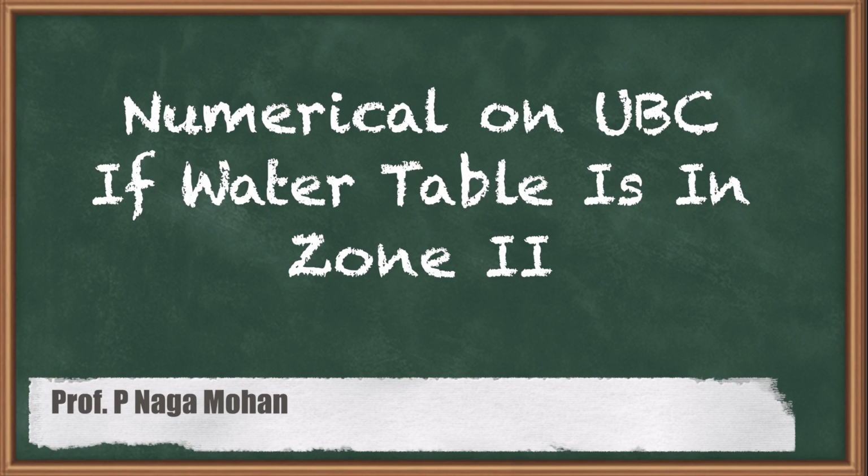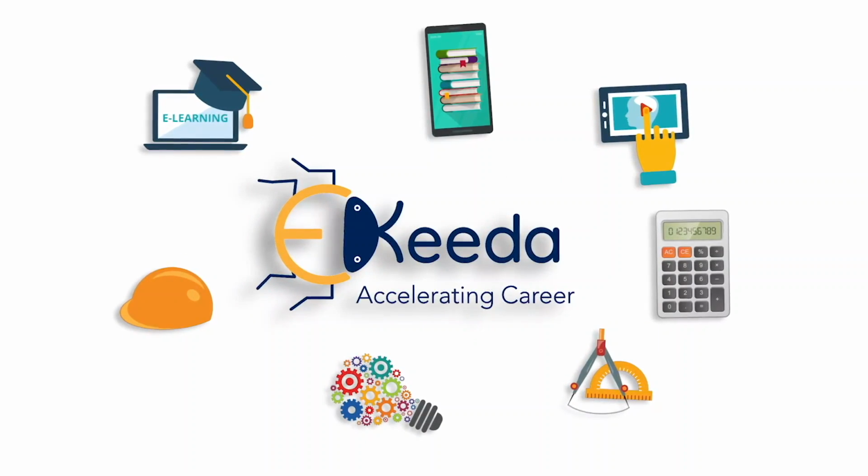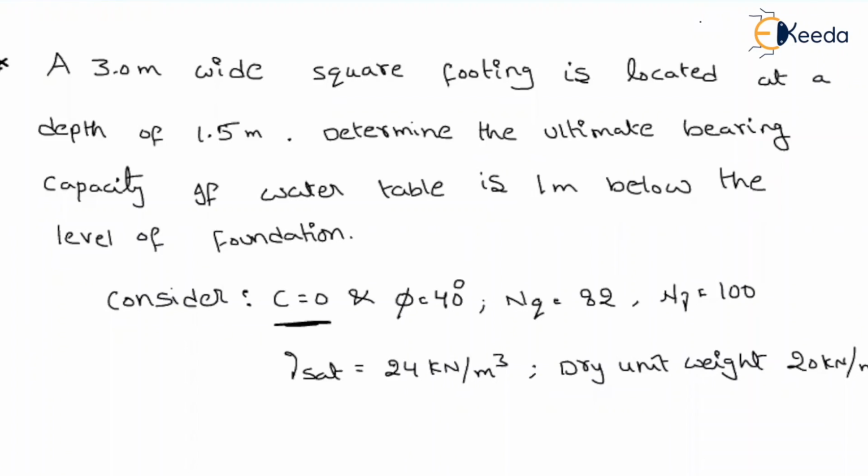Hello friends, let us solve a problem on bearing capacity if your water table is in zone 2. First, understand the problem. A 3 meter wide square footing is located at a depth of 1.5 meter. Determine the ultimate bearing capacity if the water table is 1 meter below the level of the foundation.